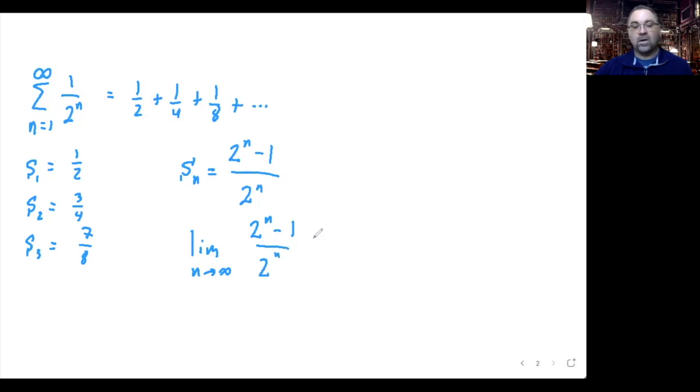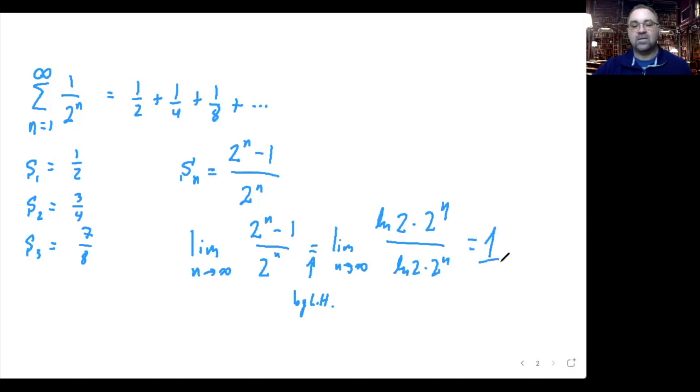Okay. Well, if you're looking at that going, hey, that's an infinity over infinity, couldn't we use L'Hopital's rule? You sure could. And what you would get is the limit as n approaches infinity of natural log of 2 times 2 to the n over natural log of 2 times 2 to the n. Hey, that's 1. So the nth partial sum, 2 to the n minus 1 over 2 to the n, as n goes to infinity, the sequence converges to 1.